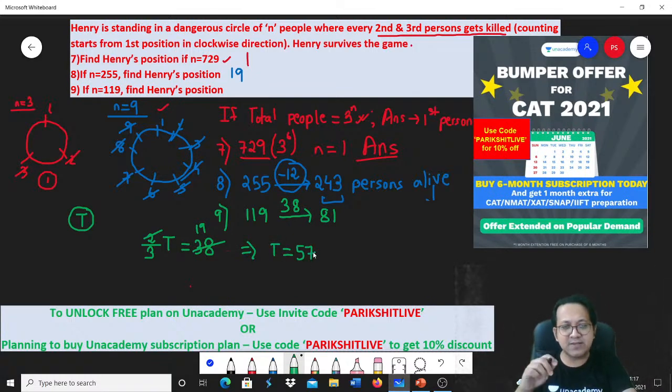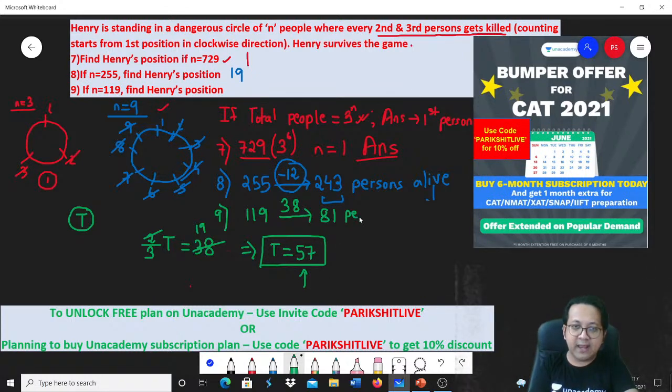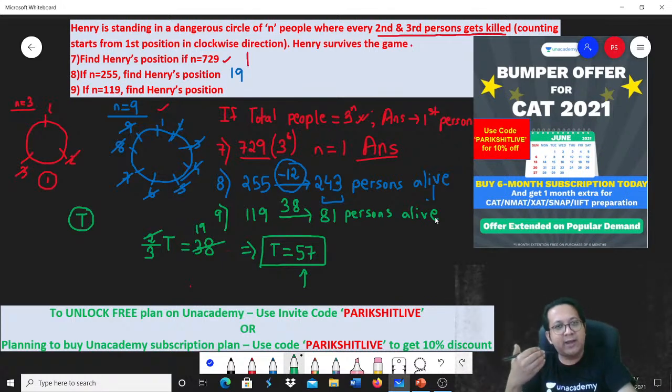Think about it. Why 57? Remember last time it was 18. Same thing. This time, moment you kill the 57th guy, you would have 81 persons alive. Correct? And now you know 81 is a power of 3.